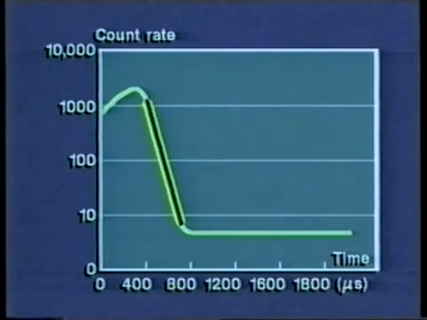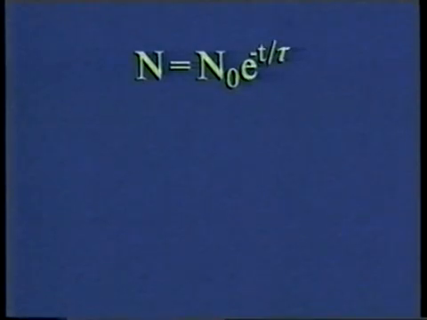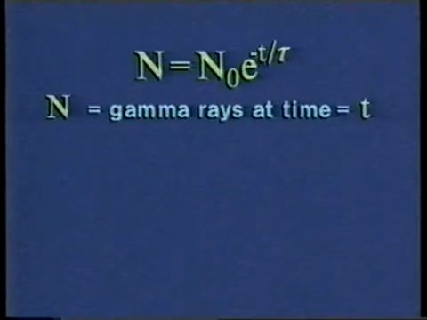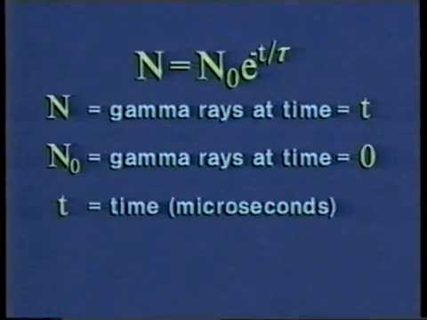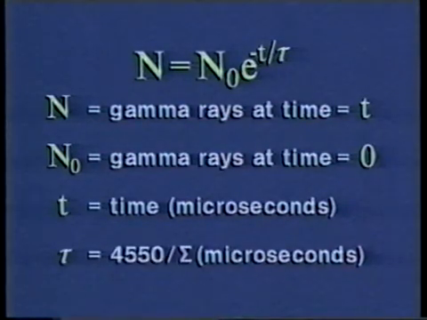The straight line decline in gamma ray count rate is defined by the equation n equals n sub O times e to the negative t divided by tau, where the number of gamma rays observed at time t is equal to the number observed at the beginning of the decline times the constant e to the negative power of time divided by tau. This constant tau is measured in microseconds and is inversely related to the capture cross-section of the formation, where tau equals 4,550 divided by sigma.